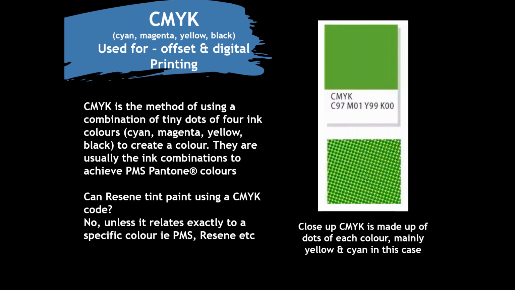CMYK codes come in regularly as well, and these are used for offset and digital printing. They're a combination of the four ink colors you see there on screen, and a combination of dots goes to make up the colors. Quite simply, we cannot tint to a CMYK code. So when you send us a request like that, we will probably come back and ask you for the Pantone color that it relates to.